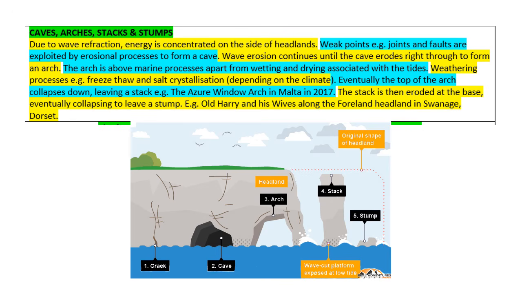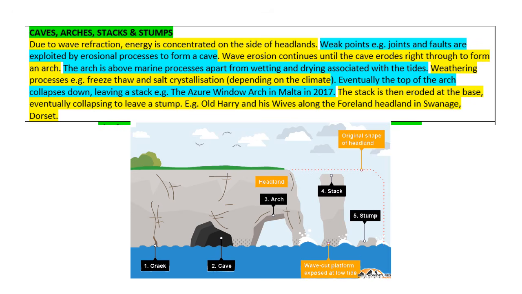Okay, then caves, arches, stacks and stumps. So due to that wave refraction, energy is concentrated on a headland. Any weak points, like joints or faults, will be exploited by the erosional processes of the sea to form a cave. Wave erosion continues until the cave erodes right through to form an arch.